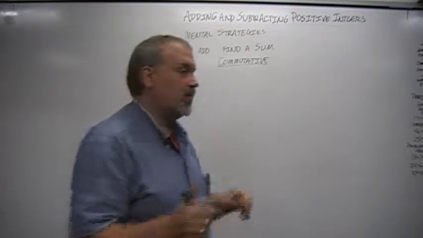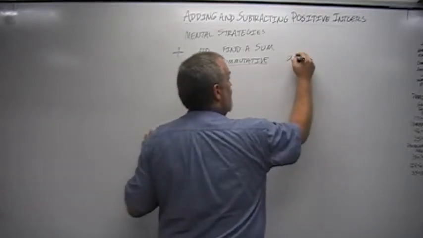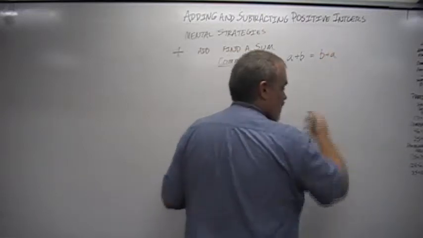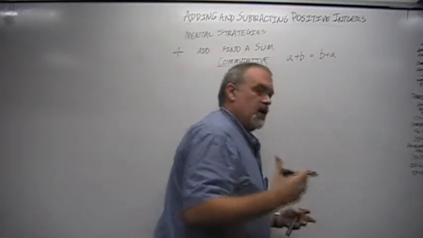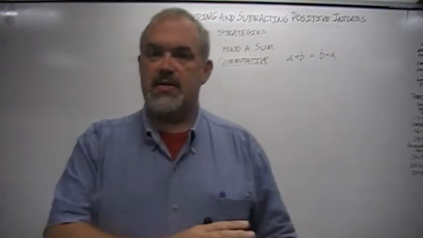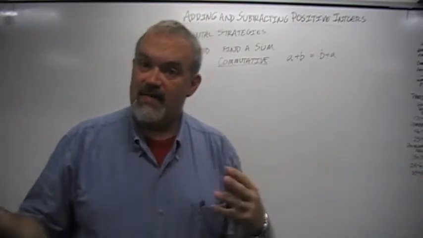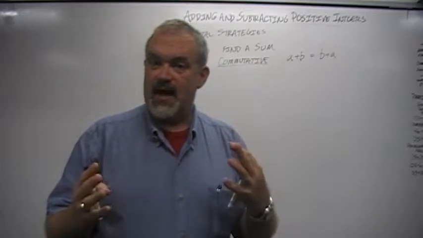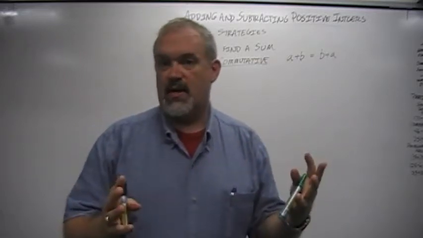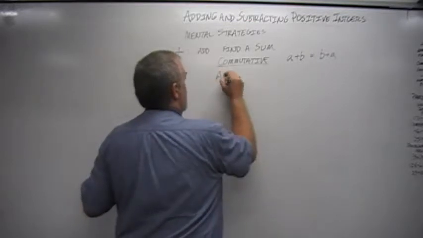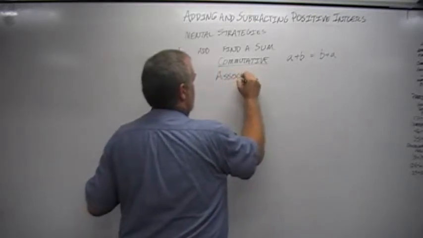So for example, the way we write this is A plus B is the same thing as B plus A, whatever those numbers are. So for example, 2 plus 3 is the same as 3 plus 2. Either way, it's 5. 7 plus 5 is the same as 5 plus 7. Either way, it's 12. That's called the Commutative Law. The Associative Law is very similar to that.